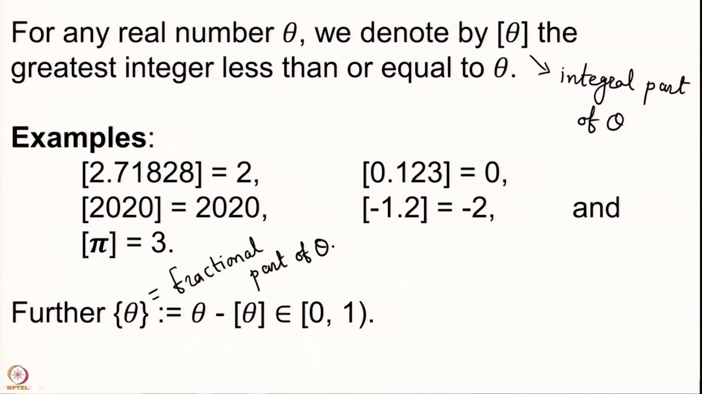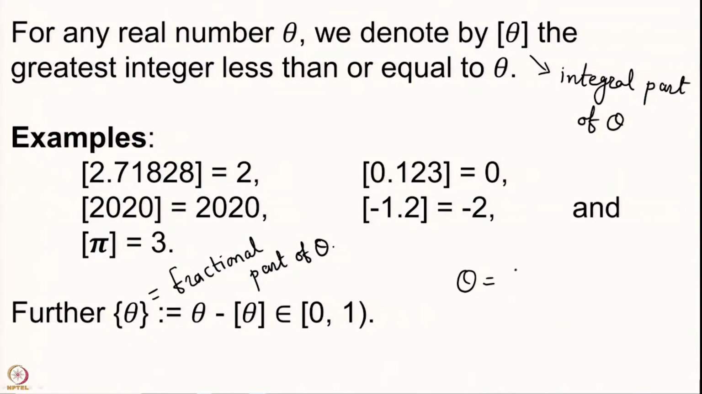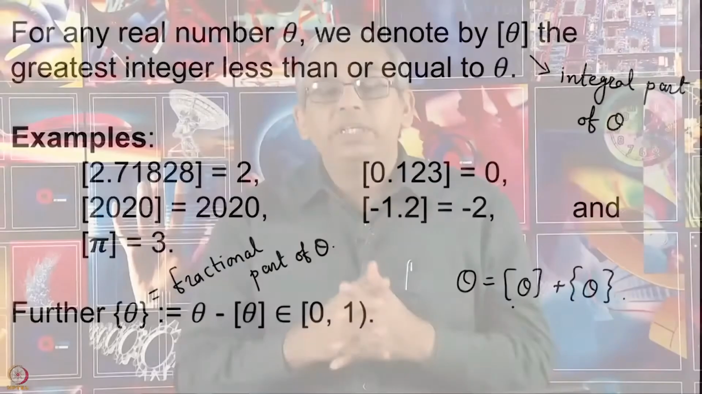So, for every real number we have these two things. We have the integral part of theta, which is an integer. We have the fractional part of theta, which is between 0 and 1. It can be 0, but it is not equal to 1, and your theta happens to be the integral part of theta plus the fractional part of theta. So, these are functions, the integral part of theta and the fractional part of theta. Both these parts are uniquely determined by the given real number.